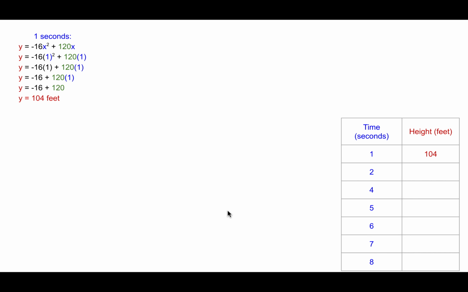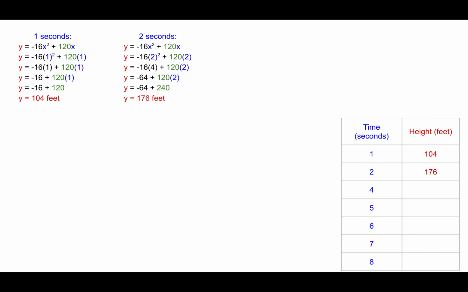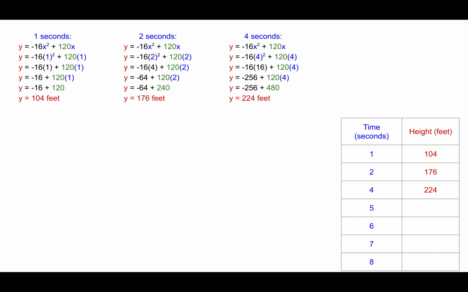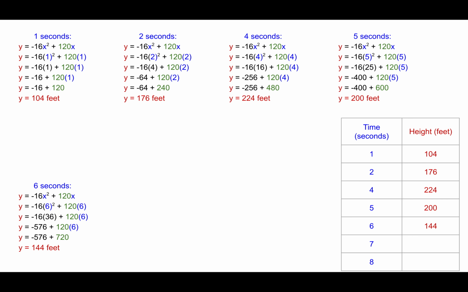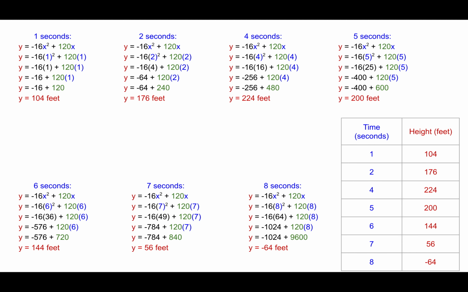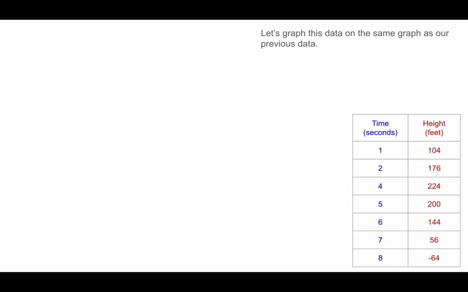So for 1 second, it looks like it was 104 feet. 2 seconds, 176 feet. 4 seconds, 224 feet. 5 seconds was 200 feet. 6 seconds is 144 feet. 7 seconds was 56 feet. And 8 seconds is negative 64 feet.